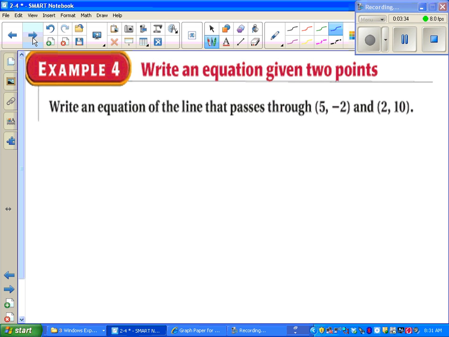Kind of our hardest version of the problem. This time we're not given a y-intercept or a slope. This is that type of problem where you have to figure out the slope on your own using our slope formula. Once we have that, we can use our point-slope formula.